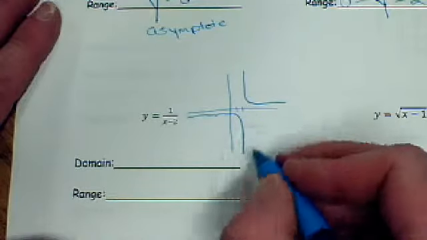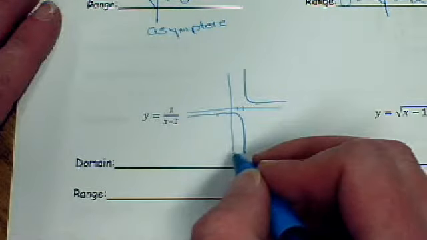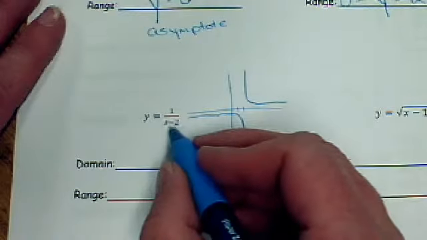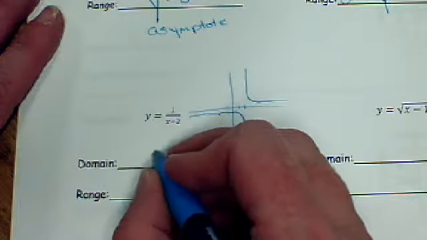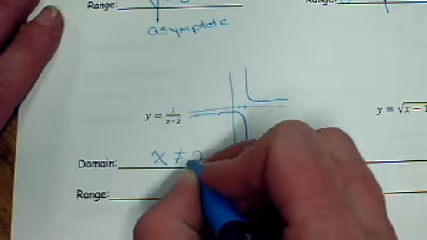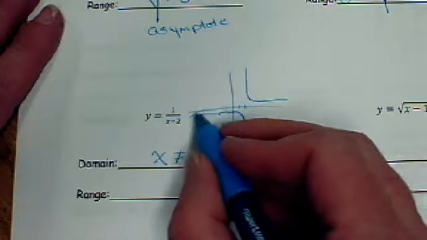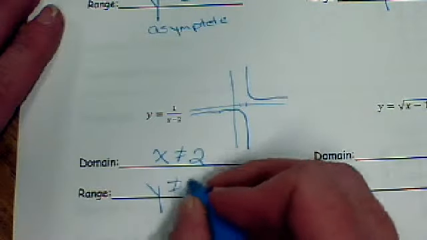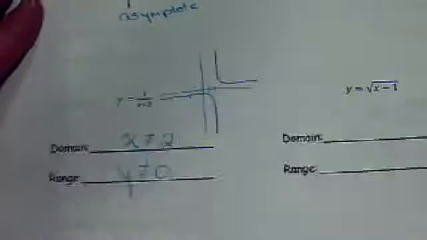We're getting what is called a vertical asymptote because you can never divide by 0. And 0 only happens when x is 2. So x can never equal 2. If we notice also, it's never actually touching the y-axis. So y is not ever going to be 0.